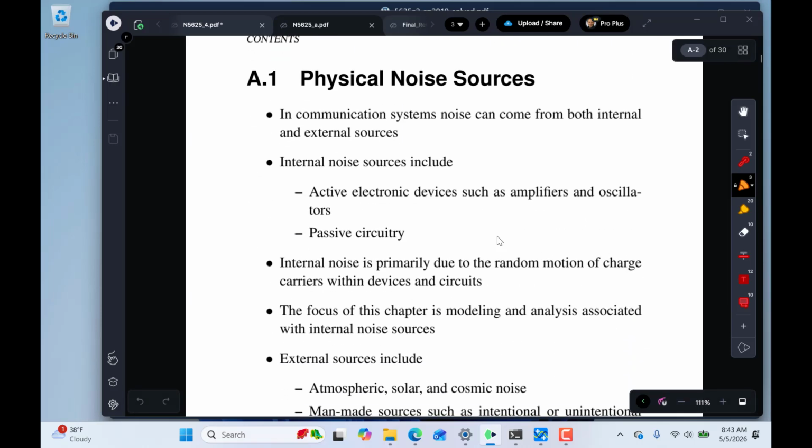So physical noise sources. Comm systems deal with both internal and external noise sources. The internal noise sources are just due to the physics of the devices themselves. It occurs in active circuits and in passive circuits. You can't avoid it. Why do you suppose that is? Some of you are really good at physical electronics. You have electron agitation, right? We're not operating at absolute zero, so we have random agitation of charge carriers and so on, producing noise.